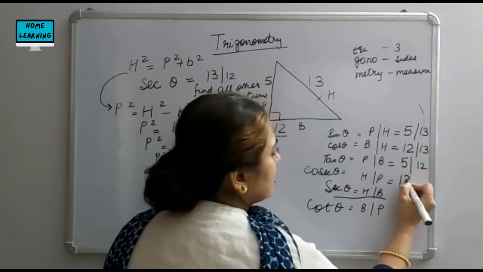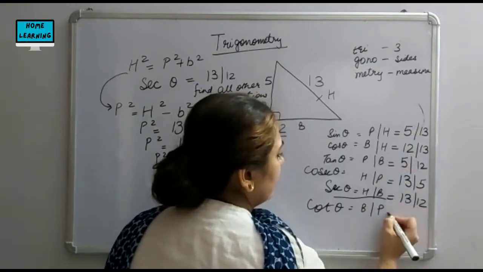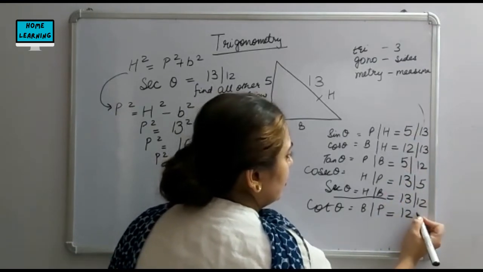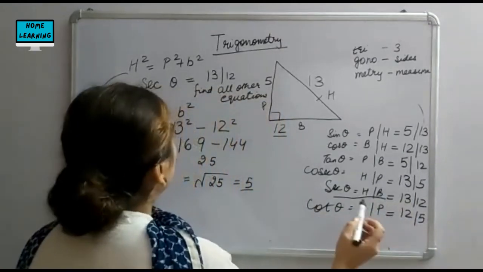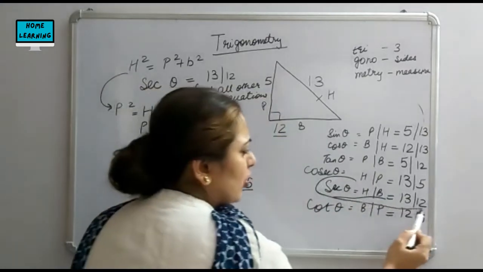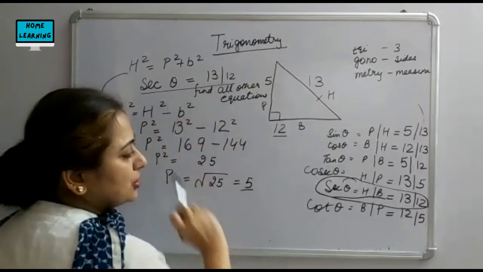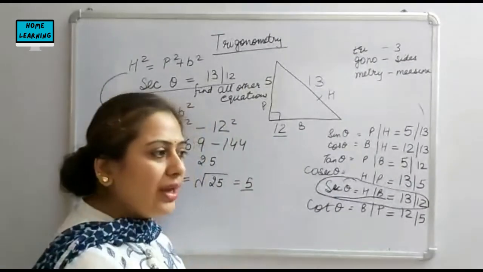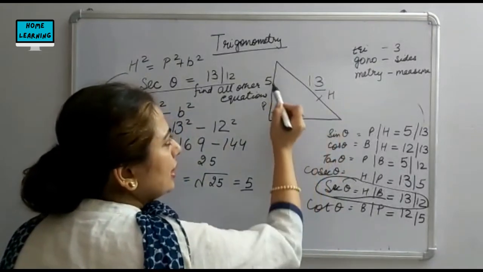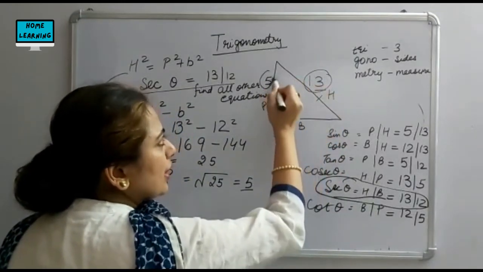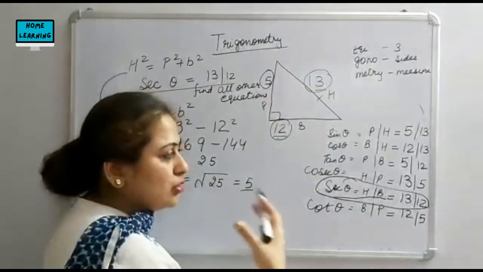Now just reciprocals, 13 upon 5, 13 by 12 and 12 by 5. This is same, it is just a small verification. Yes, this is same as given in the question. So we have not got wrong anywhere, and you can also cross check if these squares are equal. 5 square is 25 and 144 is equal to 169. So it is also equal.